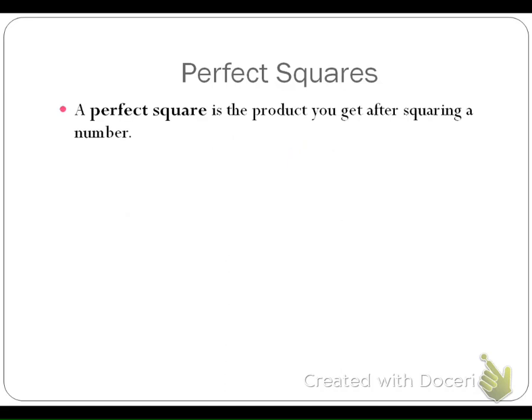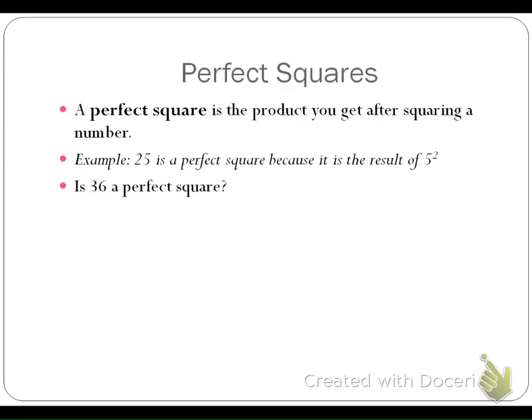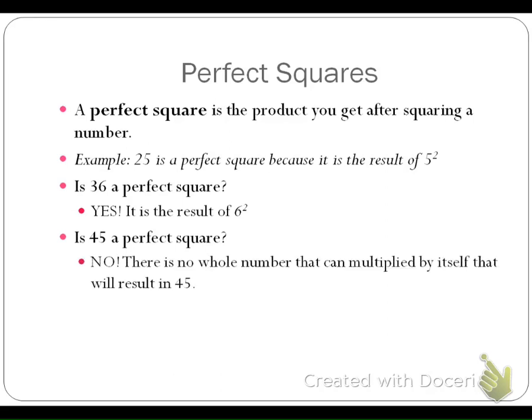A perfect square is the product after squaring a number. 25 is an example of a perfect square because if you take 5 to the second power, it equals 25. Is 36? Is there a number that you could take to the second power that equals 36? Yeah, 6. 6 to the second equals 36. What about 45? Is that a perfect square? No. There's no whole number that you can multiply by itself that results in 45. So 45 is not a perfect square.